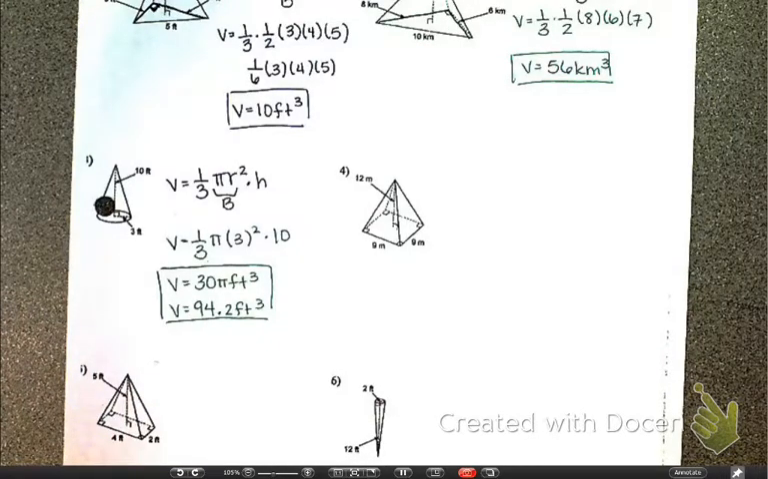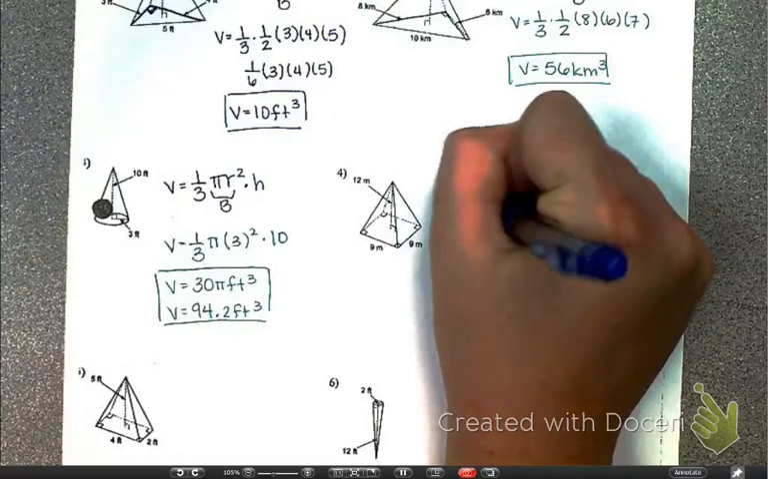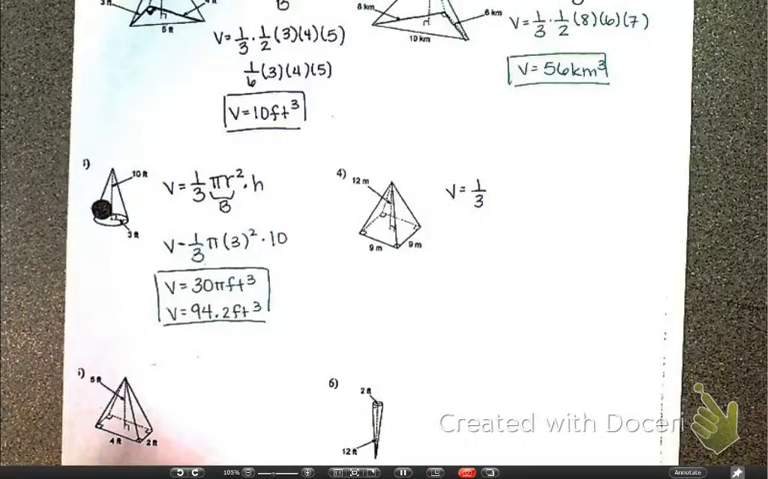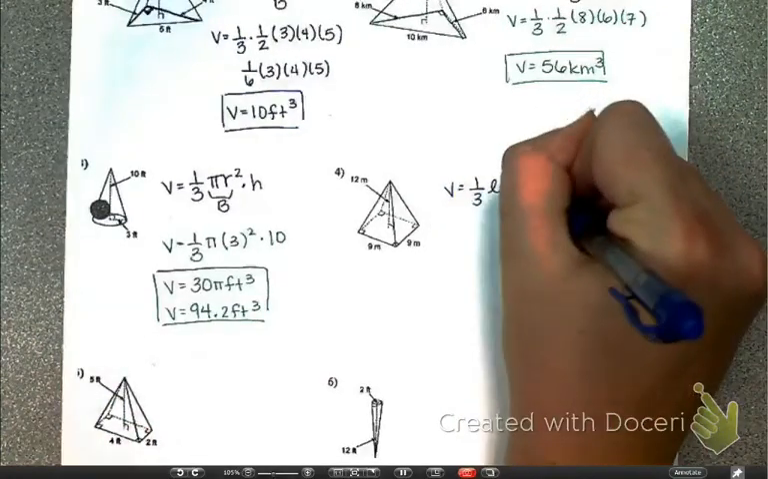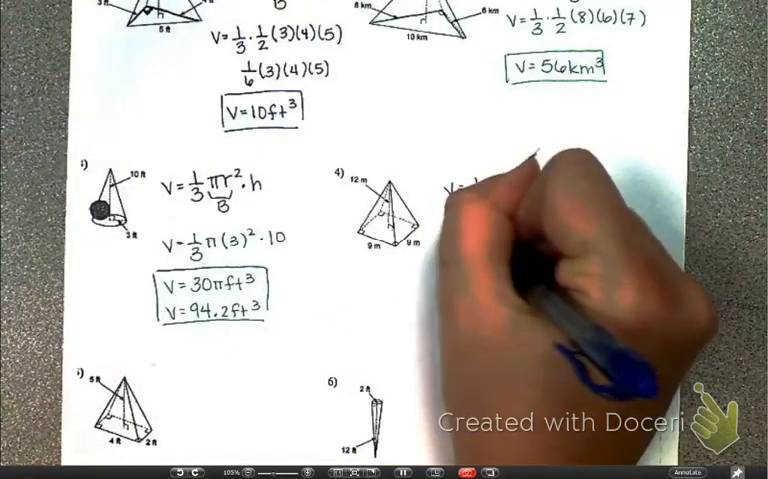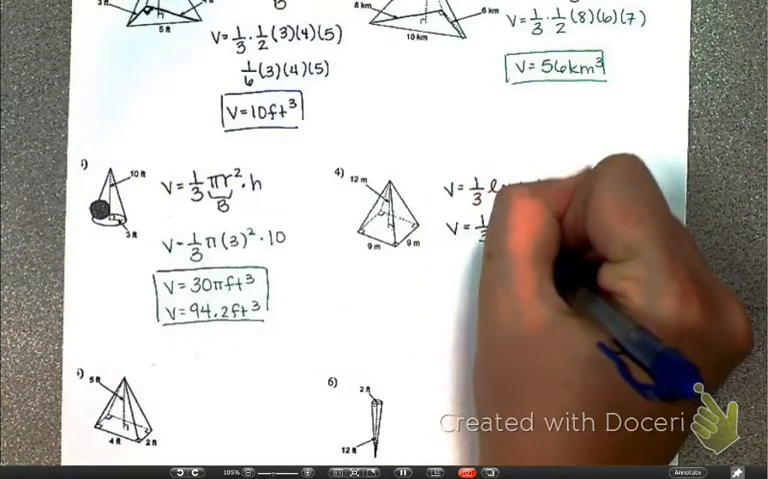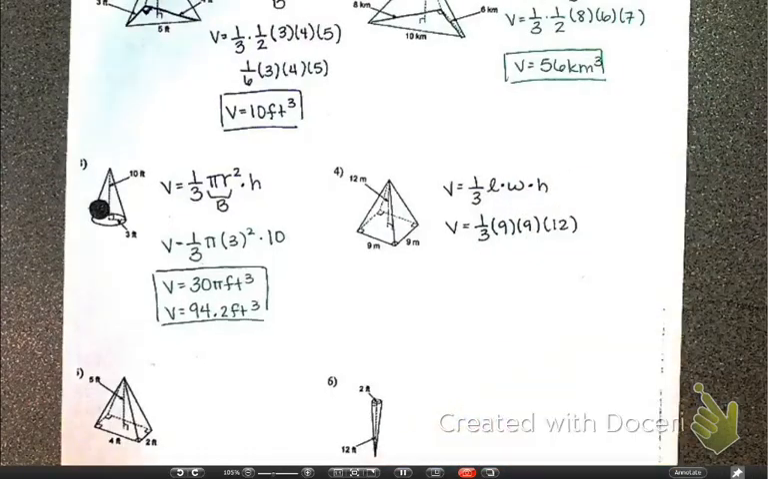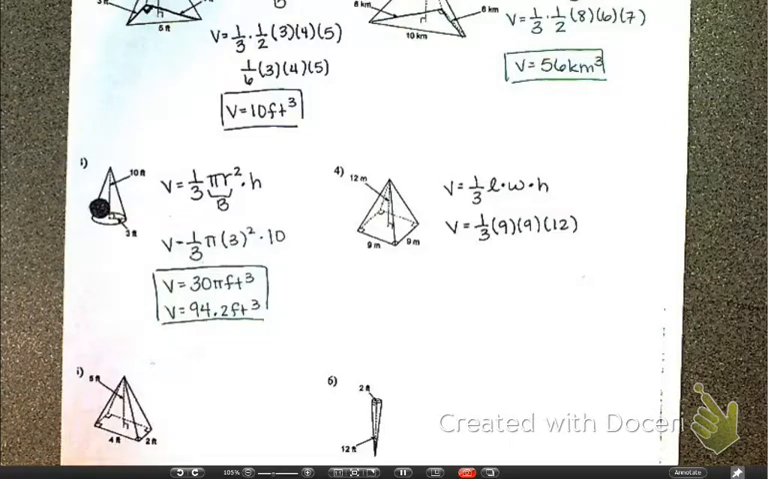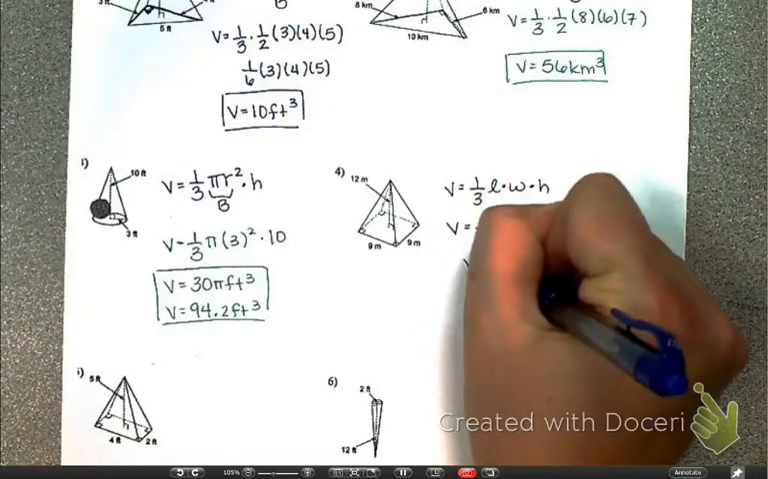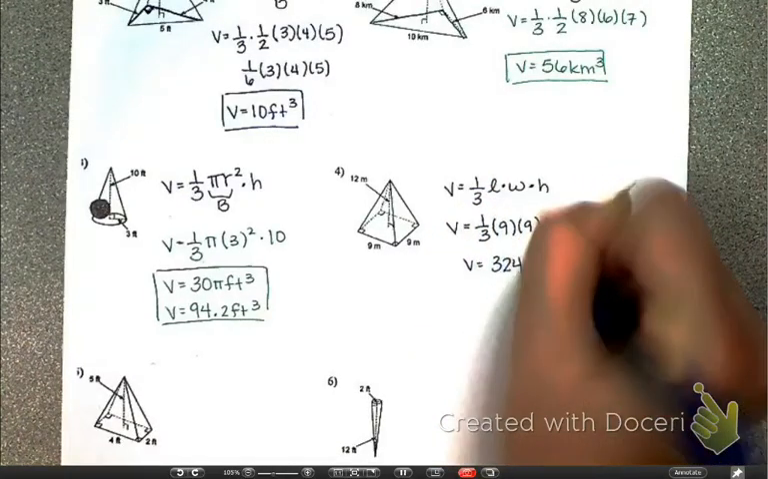So we are back to a pyramid. What's the shape of this base? A square. So I replace the B with what? Length times width. Area of a square. Times the height of the whole thing. Volume equals 1/3. The length and the width are 9 and the height is 12. 9 times 9 times 12 divided by 3. 324. Someone confirm? Yeah. Okay. Meters cubed.